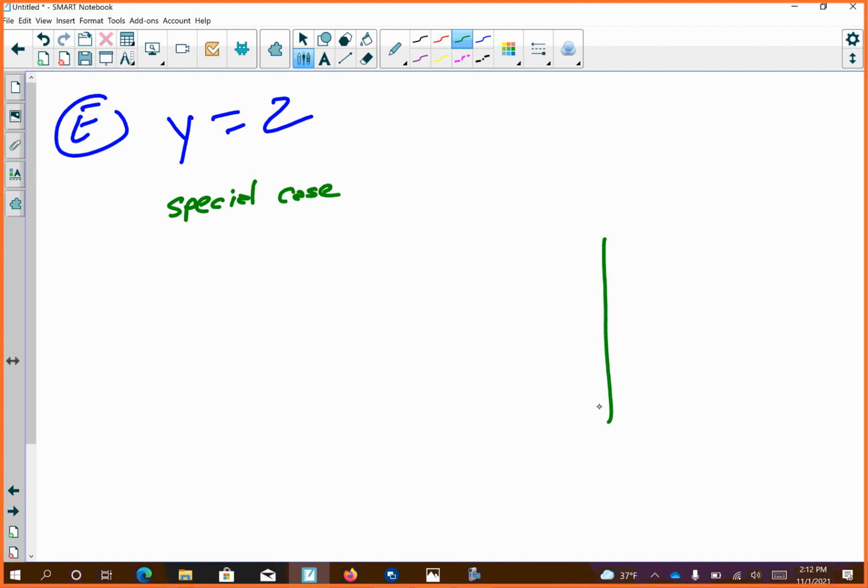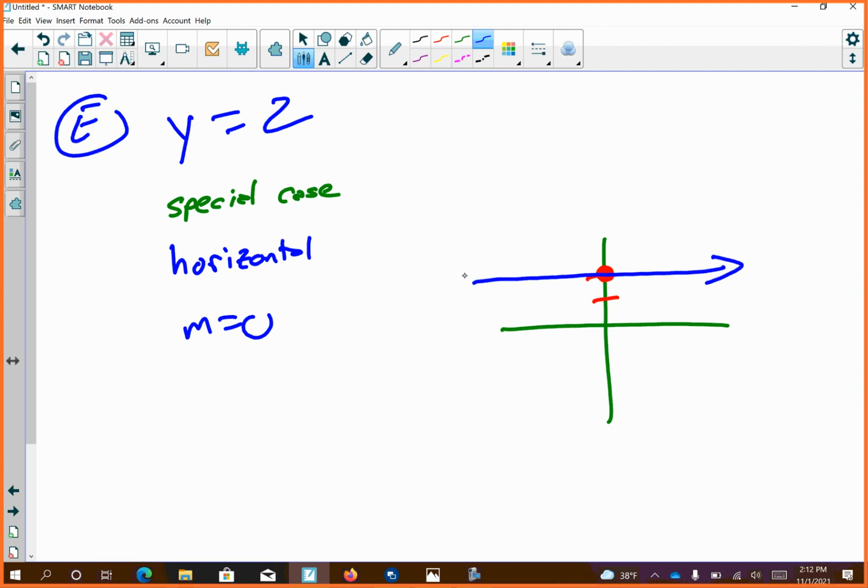Okay? It's a special case, so what I want you to think about is y equals 2 is right here. Okay? So this special case, if it's y equals, it's horizontal, and the slope is 0. So that's what this line looks like. Now, something to kind of realize. I could have this equation look like this.